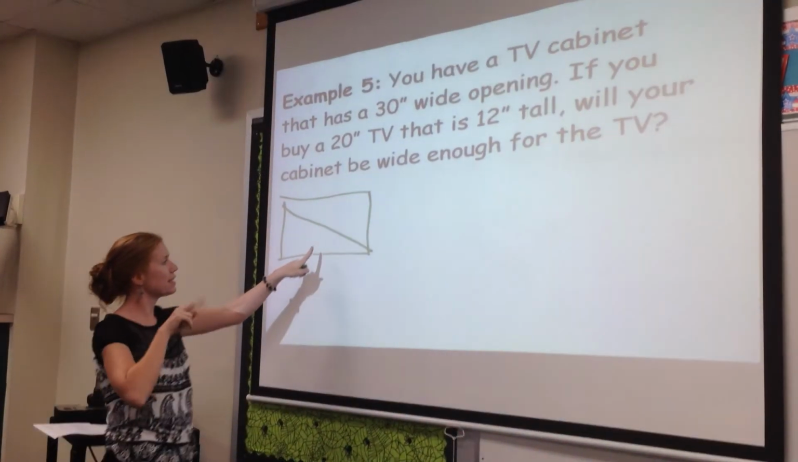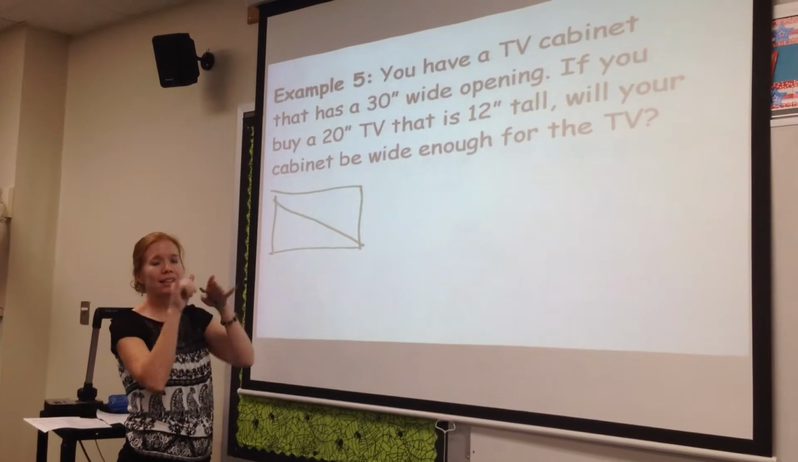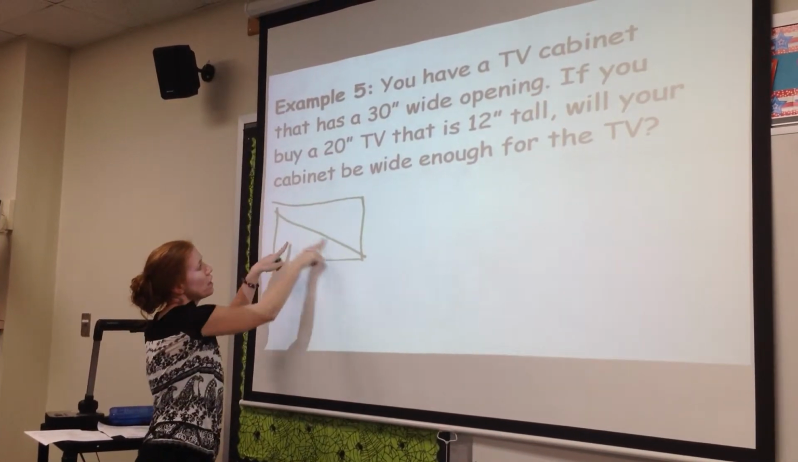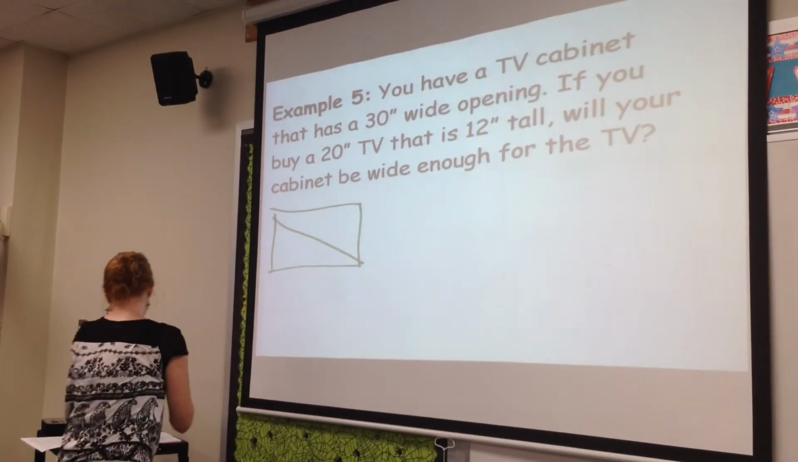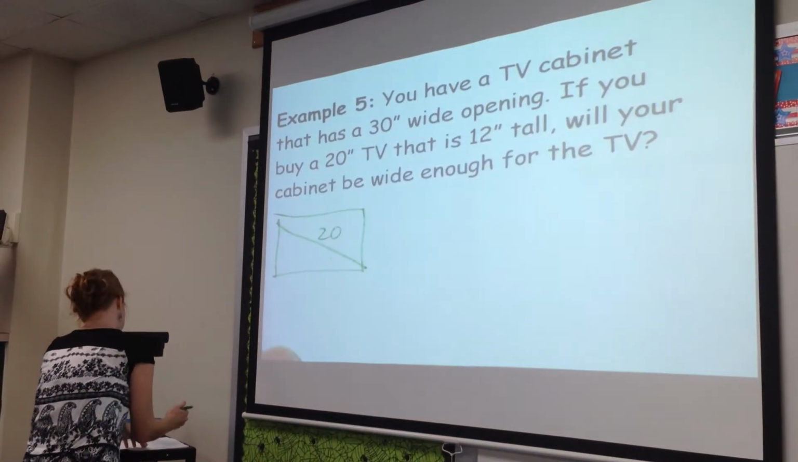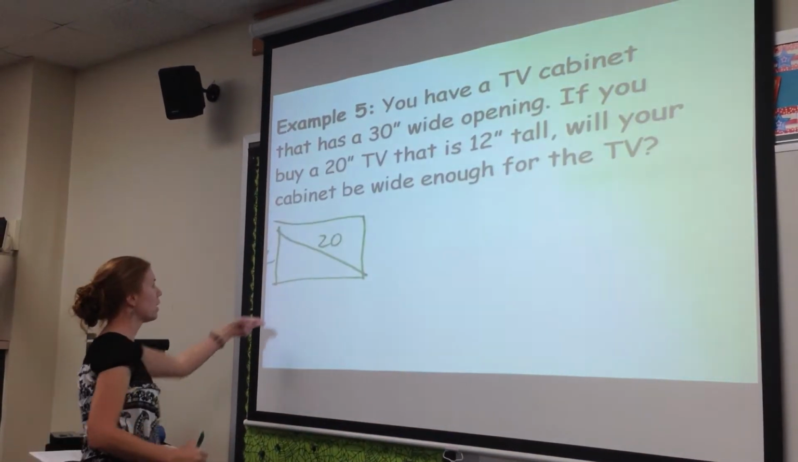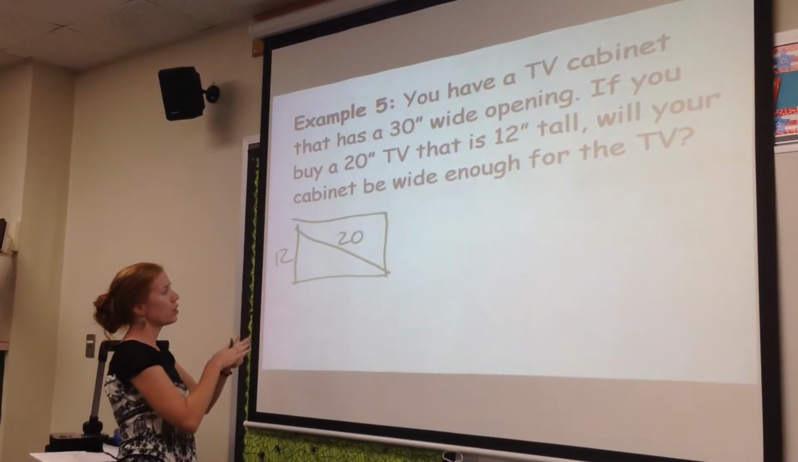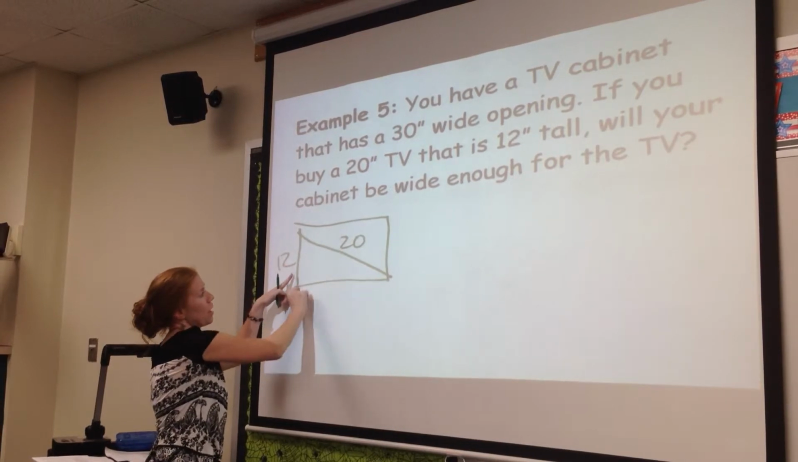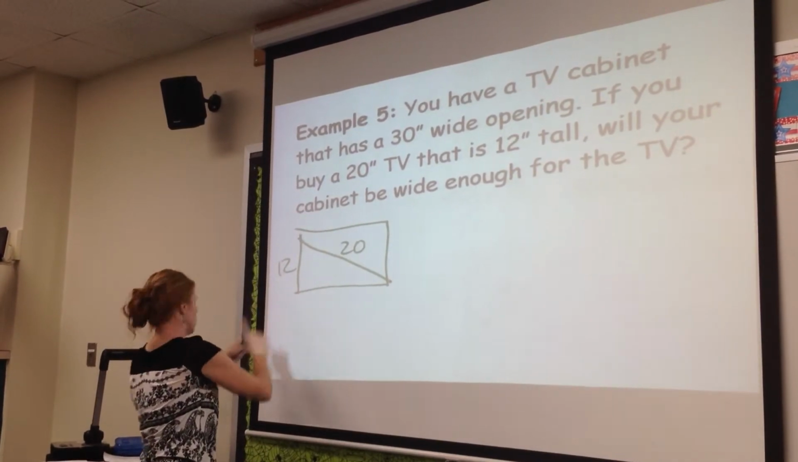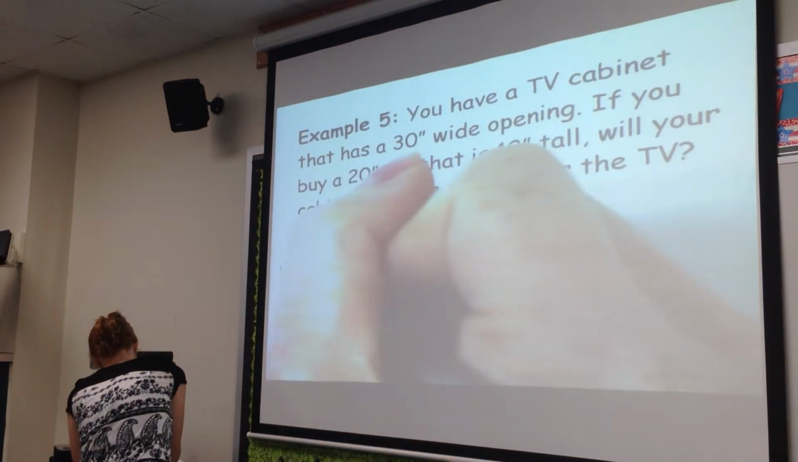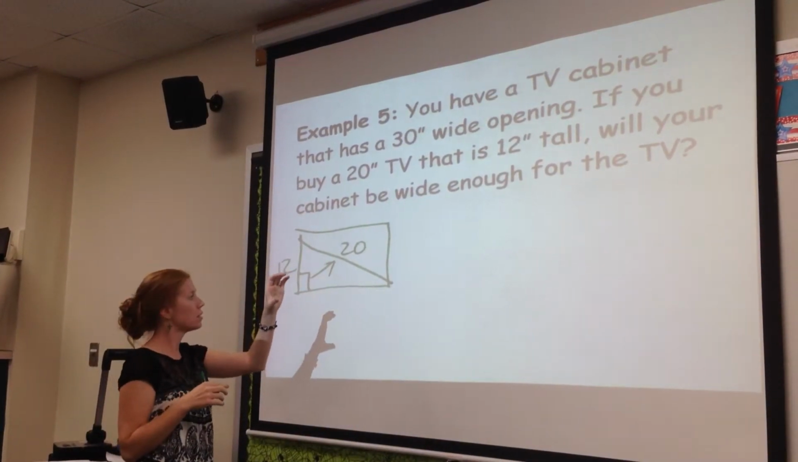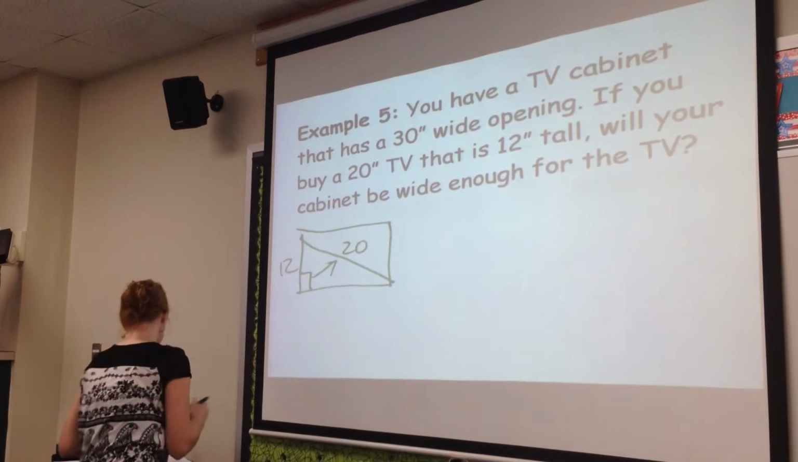Okay, so here's my TV. Remember I said that TVs are measured diagonal across. So this is 20. The height was 12. So if this is my right triangle, here's my triangle, okay, that's going to be C. And then I'll put A and B here.